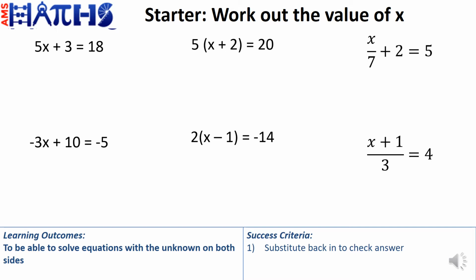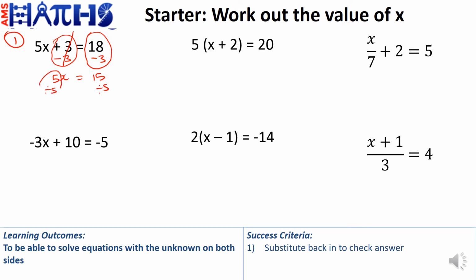Okay, so let us look at this question here. We have 5x plus 3 is equal to 18. So we're going to let 5x stay at the moment, and we're going to get rid of this plus 3 by subtracting 3. Because we're subtracting 3 on the left, we'll subtract 3 on the right. So 3 minus 3 will give us 0, so we're left with 5x. And 18 minus 3 is equal to 15. Then we will divide both sides by 5.